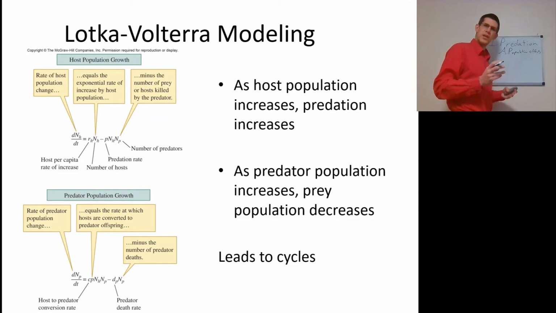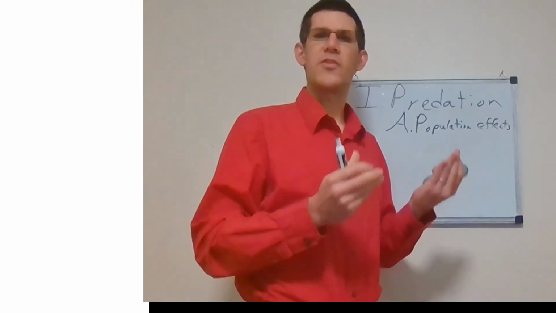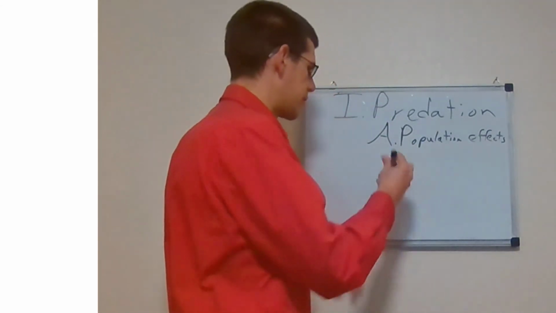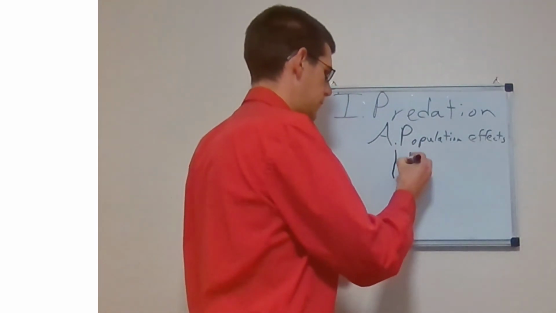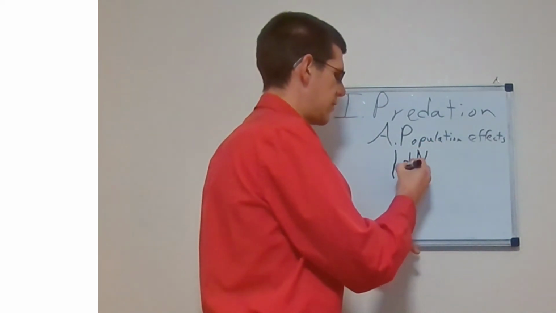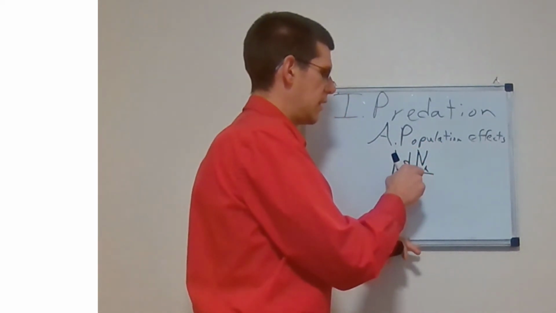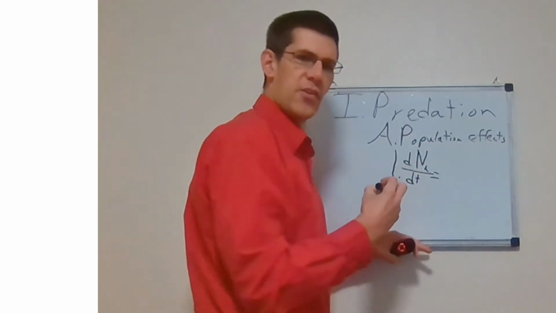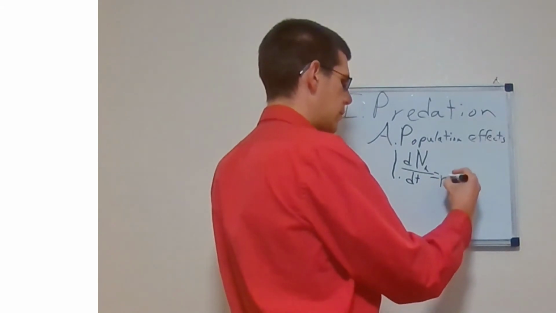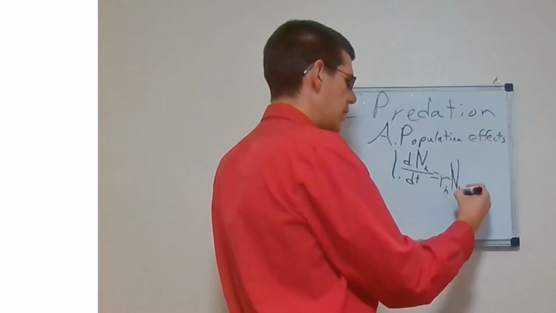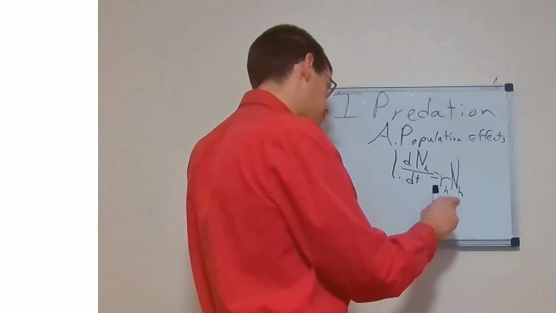So the host population increases, and that's going to cause the predators to increase. But as predators increase, the prey population decreases. So I want to cover these in terms of what terms are used. First off, we have dNH/dt, which is the change in the number of host organisms over unit time. And that's going to be equal to the RH times the NH. So that's your basic population growth equation.